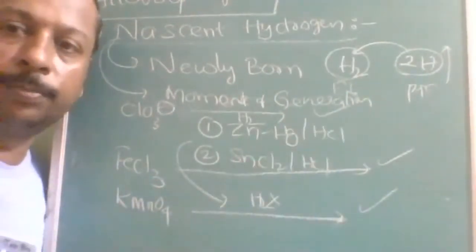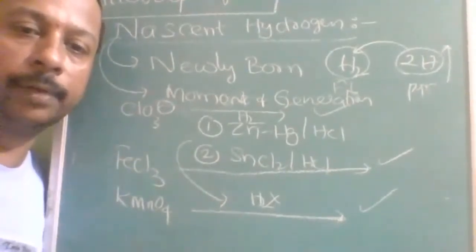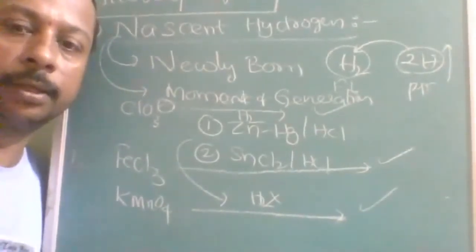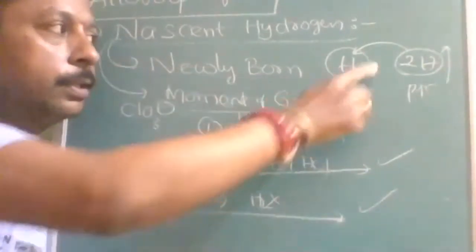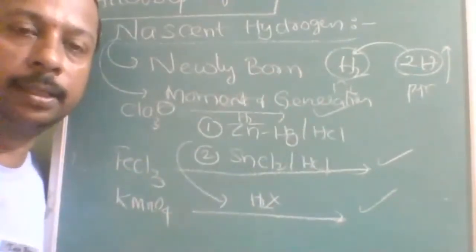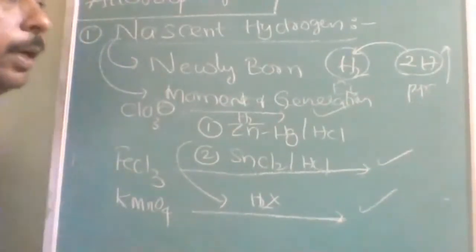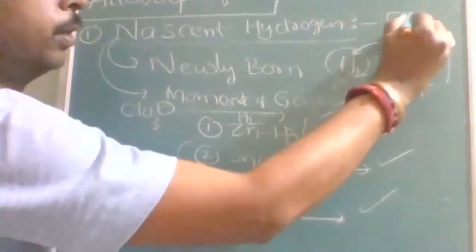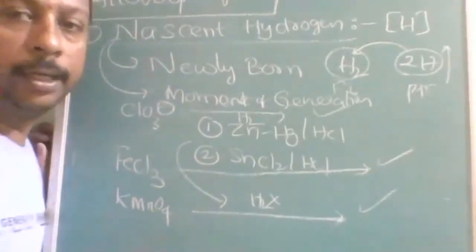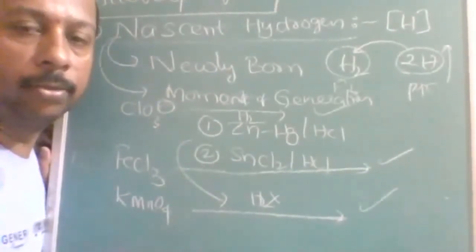Understood? Otherwise, simply you can remember: bond formation is always an exothermic reaction. So because of this, less energy, more stable, less reactivity. That's why molecular hydrogen is less reactive than nascent hydrogen. Then we should be able to differentiate between molecular hydrogen and nascent hydrogen. Therefore, nowadays they will write this as a square bracket H. So this is what nascent hydrogen is. I think it is clear to all of you.